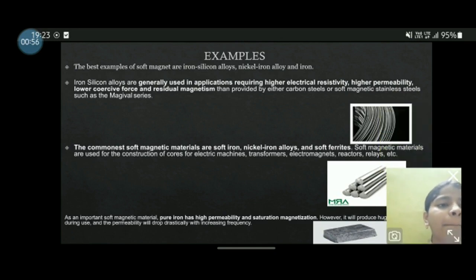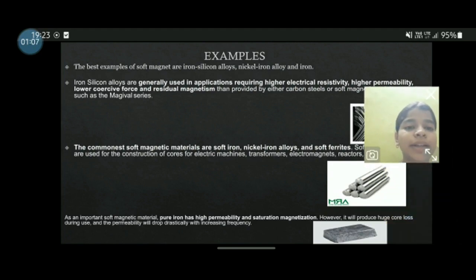Soft magnetic materials are used for the construction of cores for electrical machines, transformers, electromagnets, etc. As an important soft magnetic material, pure iron has high permeability and saturation magnetization. However, it will produce huge core loss during use and the permeability will drop drastically with increasing frequency.